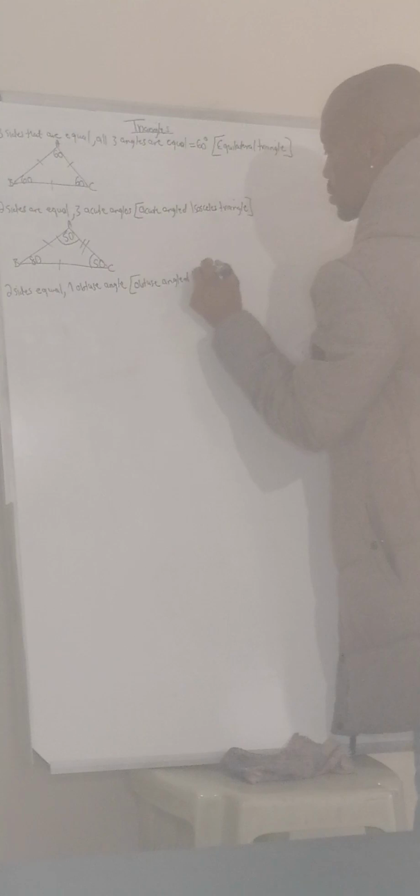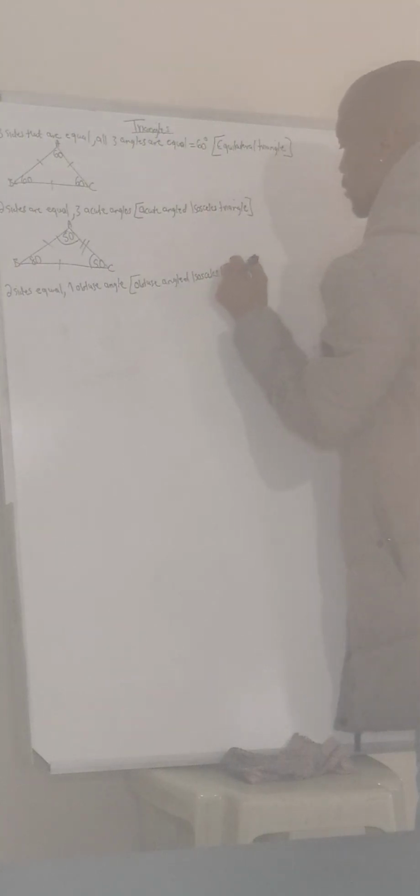There are two sides that are equal, but only one obtuse angle. This is an obtuse angled isosceles triangle. Why isosceles? Because we have two sides that are equal. Let us look at such an example.